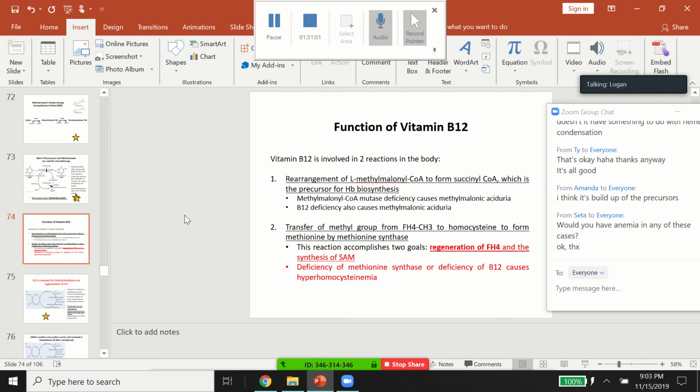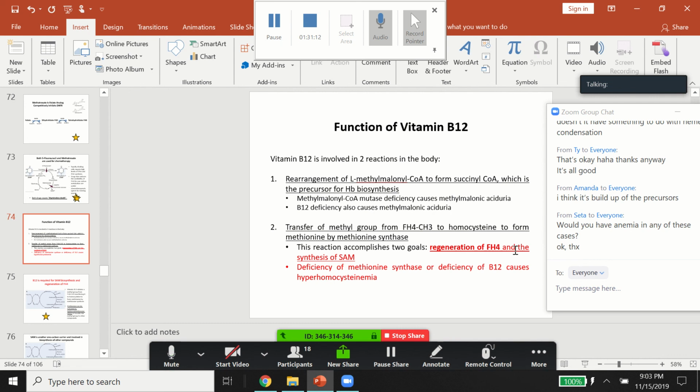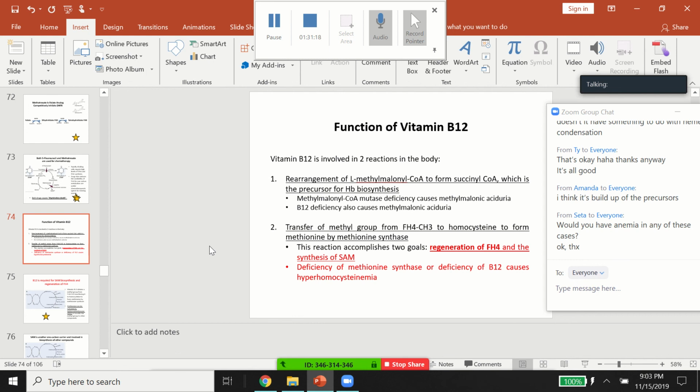All right, function of vitamin B12. We've already talked a little bit about it. The thing I haven't read down here is just to remind you that you need vitamin B12 for that whole regeneration of FH4 and for SAM. You've already talked about that in Dr. Kick's lectures a while ago, but this is a reminder. If you have a deficiency of methionine synthase or vitamin B12, you can have hyperhomocysteinemia, or according to Dr. Kick's lectures, homocysteinuria. It's basically the same sort of thing, but you can also have too much homocysteine in the blood because of it.